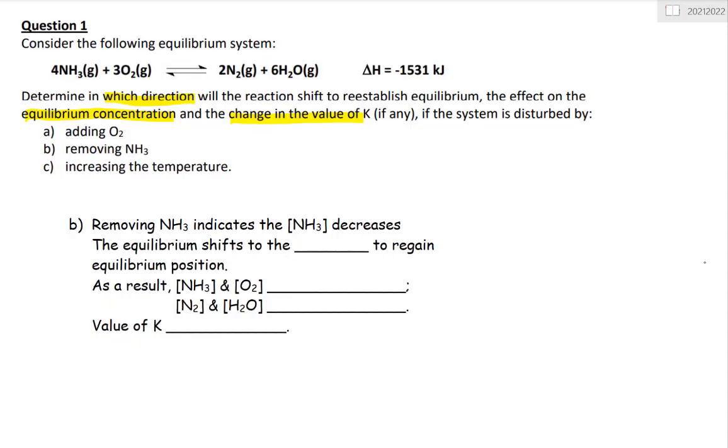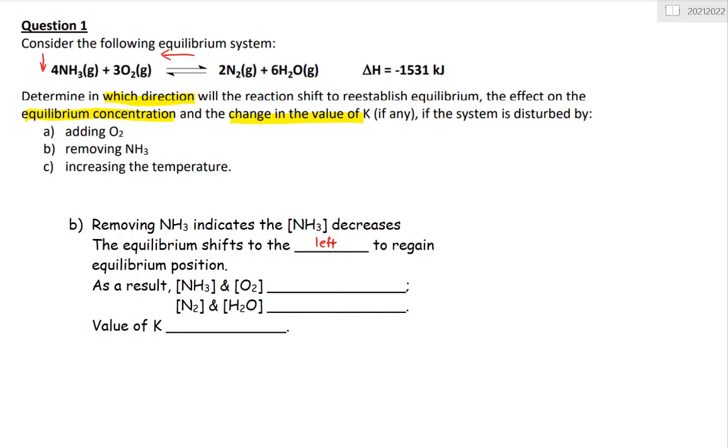Alright, for the second scenario, removing NH3. If you're removing your NH3, the concentration of NH3 decreases. Therefore, the equilibrium will shift to the left to replace the concentration of NH3. So equilibrium will shift to the left to regain equilibrium positions.